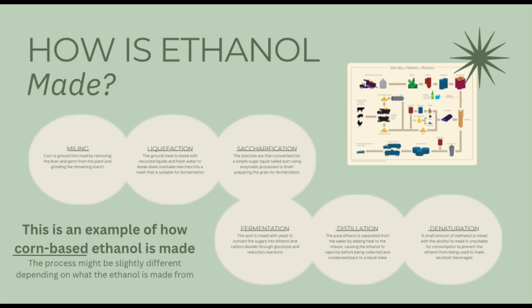The last step of this process is denaturation. A small amount of methanol is mixed with the ethanol to make it toxic and prevent the ethanol from being used to make alcoholic beverages. This is important because if the ethanol is used in that way, it can be considered tax evasion, which wouldn't be good for the production companies.